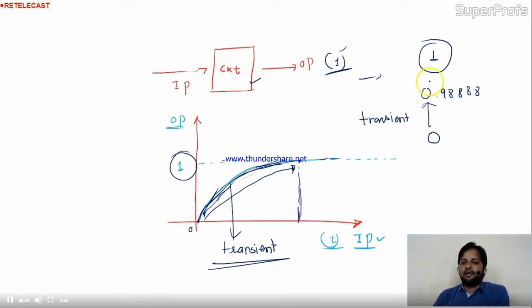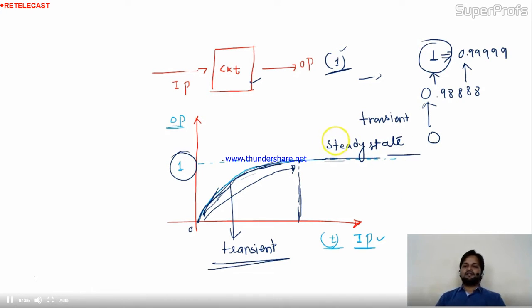Okay, and 0.98 to 1, actually it doesn't go exact 1, it will be 0.999999. So this 0.98 to this is like a constant, very constant term. So this is nothing but the steady state. This is nothing but the steady state behavior or steady state of the circuit or system.